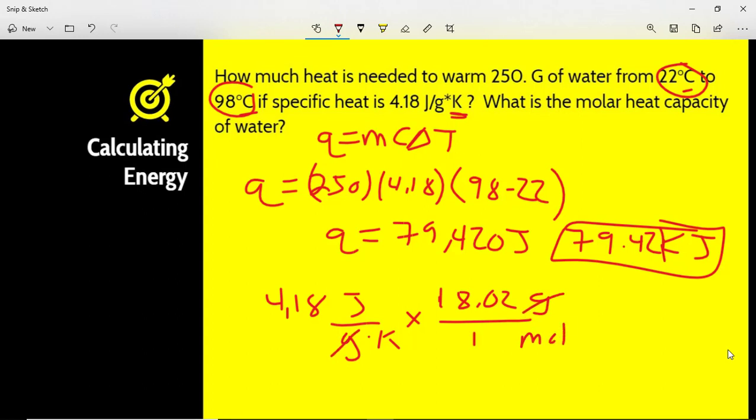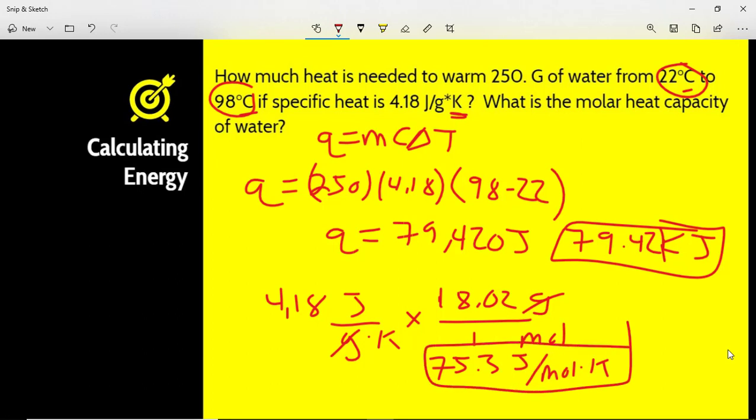We simply just do a little bit of math here. So we're going to take 4.18 times 18.02. And what we get, including our units, is 75.3 joules per mole Kelvin. So again, just make sure you read each question carefully, especially when we start going in and focusing on enthalpy calculations versus heat calculations.